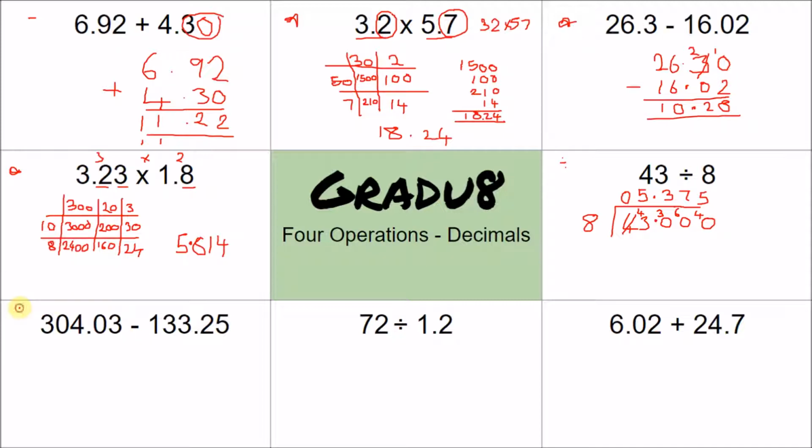Okay, we've got another subtraction down here. It looks complicated because it's got lots of digits, but actually this is probably one of the easier questions on here. So 304.03, take away 133.25. Okay, so we've laid out our column method, and we're now just going to go through those steps and stages.